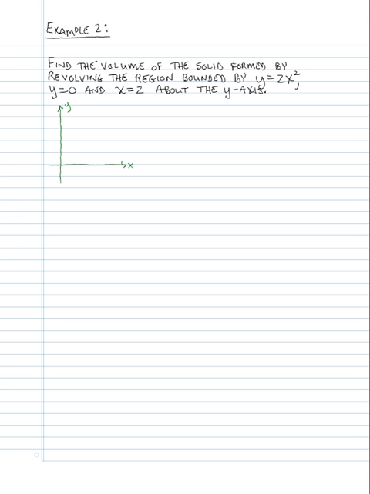So y equals 2x squared will be a rather steep parabola. Let's suppose this is about where 2 is for x. That would mean that y along the parabola would really be pretty big, wouldn't it? And so this is that parabola y equals 2x squared, and we're bounded by the line x equals 2, which is here, and y equals 0, which is here. So we're talking about this region.